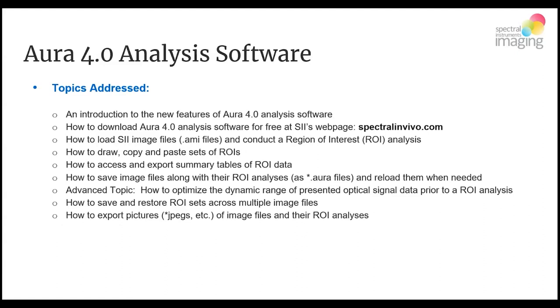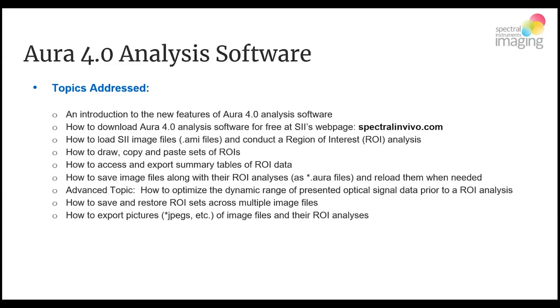We showed how to download the Aura 4.0 analysis software for free off of our SI Imaging webpage. And then we started off the analytical process by showing how to load SI Imaging files, .AMI files, and to conduct region of interest or ROI analyses. We then specifically demonstrated how to draw and copy and paste sets of ROIs for the purposes of rapid ROI analyses. And once ROIs were set, how to see summary tables of the ROI data generated and how to export them as CSV files that could then later be loaded up into platforms like Excel and saved as data worksheets for further analysis.